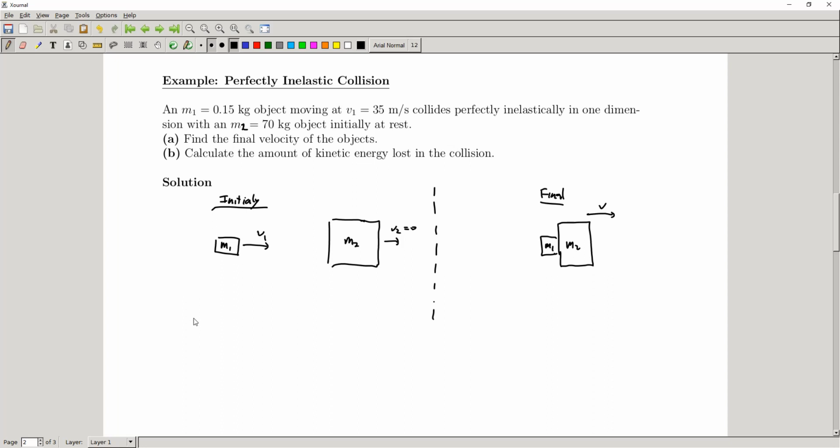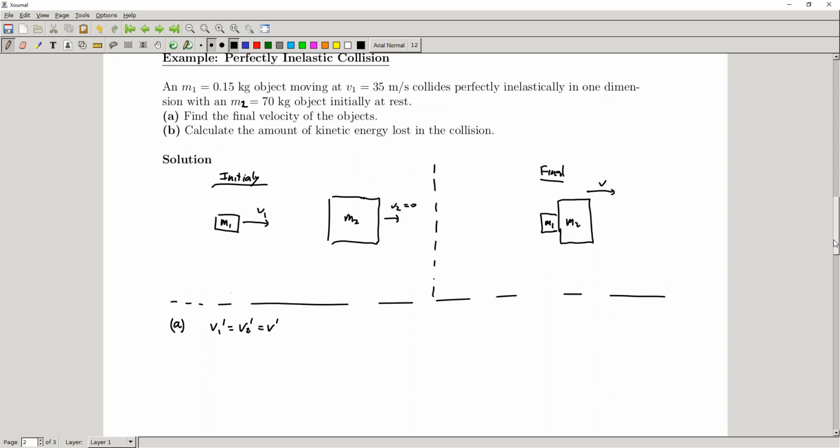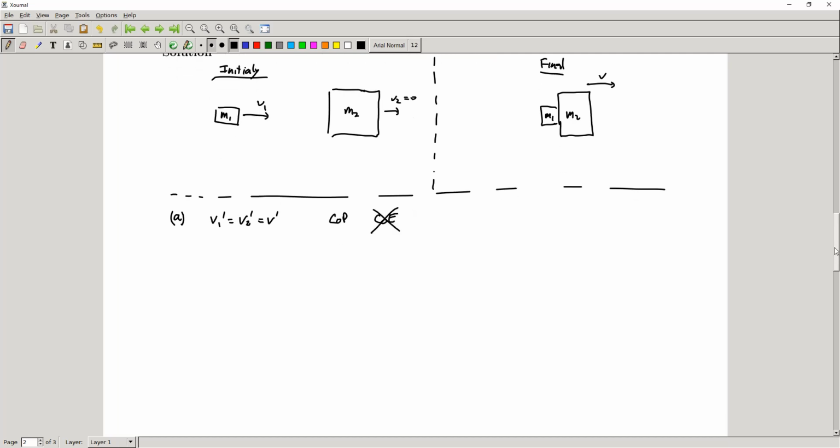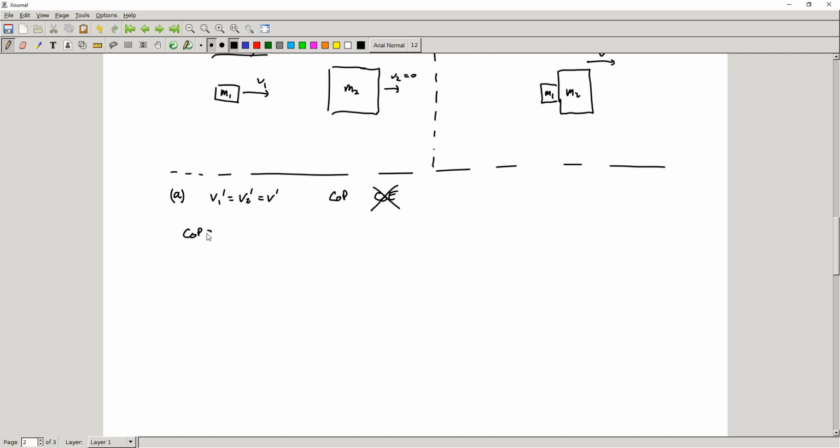So let's now examine what happens in this setup. Part A, we are trying to solve for the velocity of the final objects. We know that since we're dealing with a perfectly inelastic collision, V1 prime is going to be equal to V2 prime is going to be equal to V prime. And we know that we can use conservation of momentum, but we cannot use conservation of energy because this is an inelastic collision, right? So let's take a look at what conservation of momentum gives us.